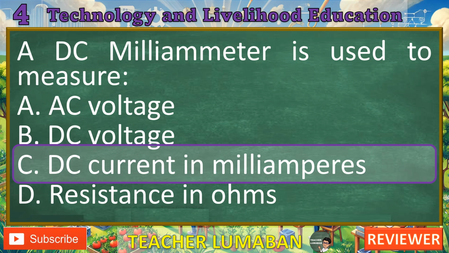C. DC current in milliamperes, this is correct. A DC milliammeter specifically measures small DC currents in units of milliamperes. D. Resistance in ohms, a DC milliammeter cannot measure resistance, an ohmmeter or a multimeter set to resistance mode is needed for this measurement.